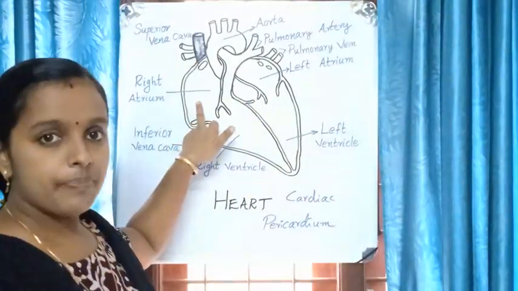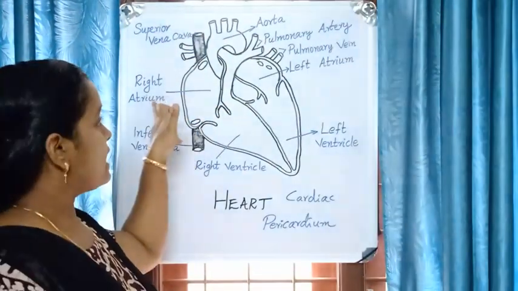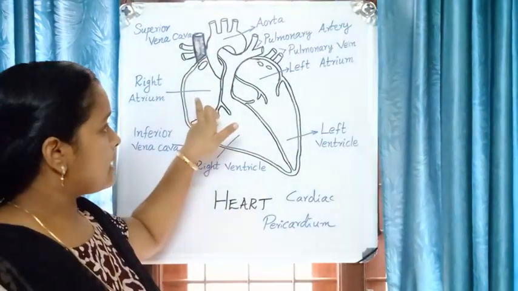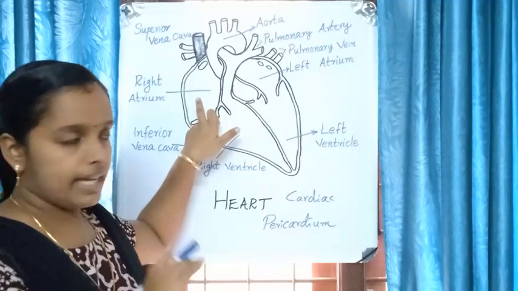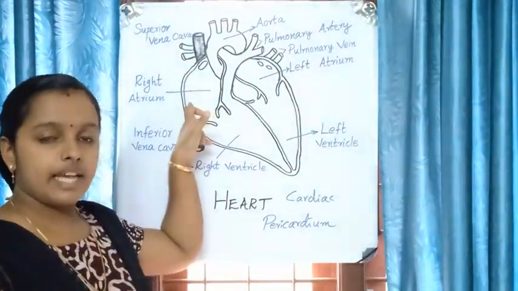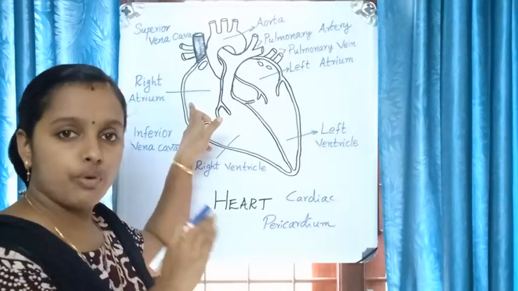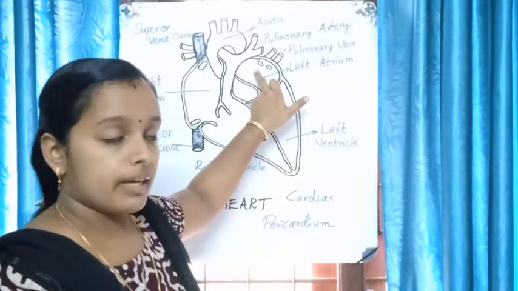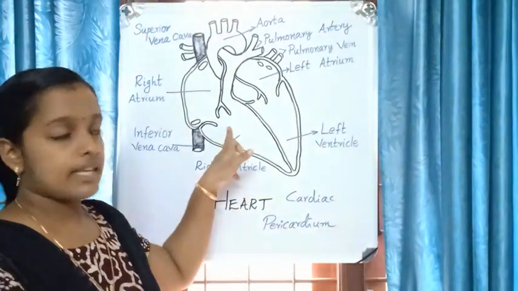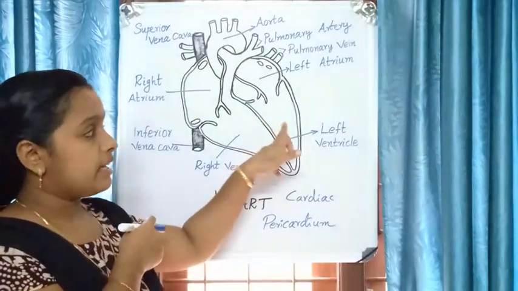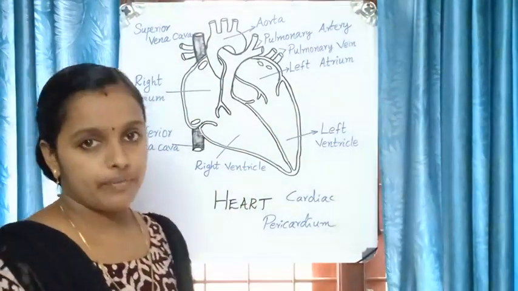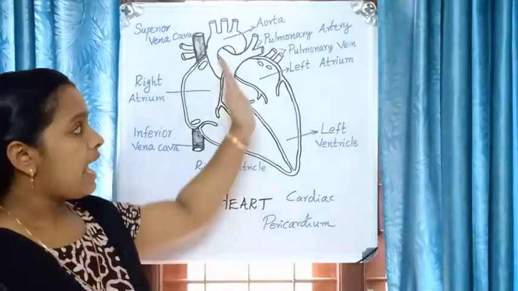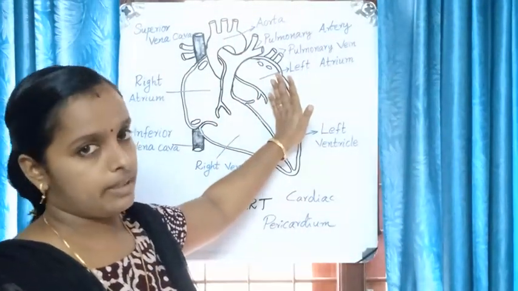That's why the name of this chamber is right atrium. Both of these are auricles or atrium. This is located on the right side, that's why it is known as right atrium, that is the right auricle. This is the left atrium or left auricle. This chamber is known as right ventricle and this one is known as left ventricle. So 4 chambers. This is the right side of the heart and this is the left side of the heart.